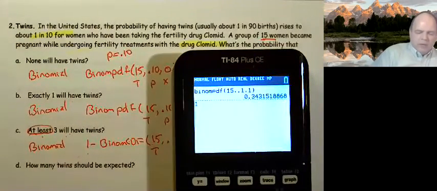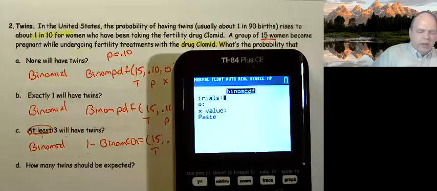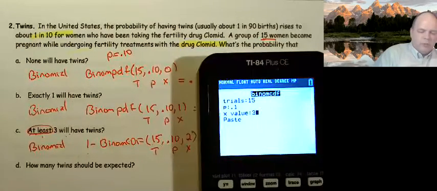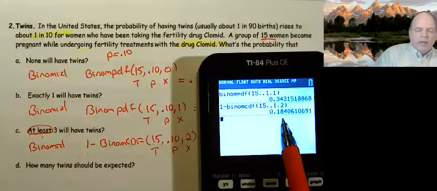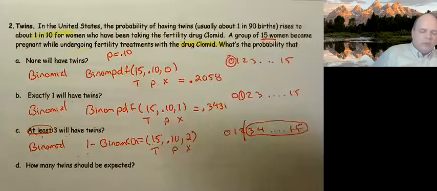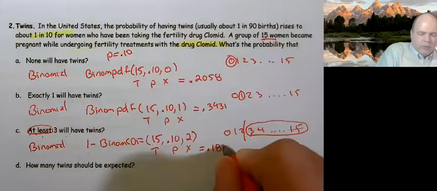So 1 minus second vars, binomial CDF, trials is 15, probability is 0.1, X value is 3. Or excuse me, X value is 2 because we're subtracting out the 2, because that's the highest value we did not want. All right, and I get 0.1840.